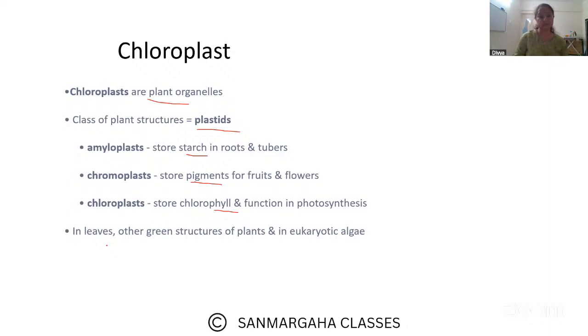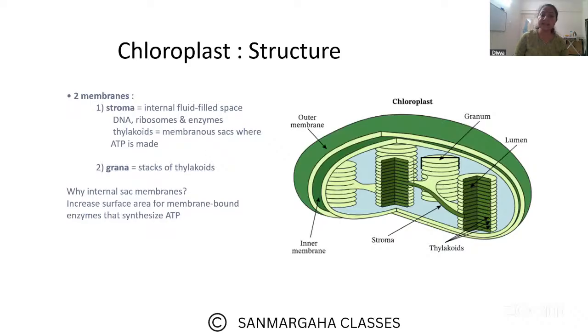In plants and also in eukaryotic algae, other than chloroplasts, chromoplasts, and amyloplasts, other structures are also found. So the structure, as I have already discussed in the first slide, is made up of two membranes, the outer membrane and the inner membrane. This is the stroma, which is filled with fluid matrix, and it has the DNA, ribosomes, and other enzymes present in it.